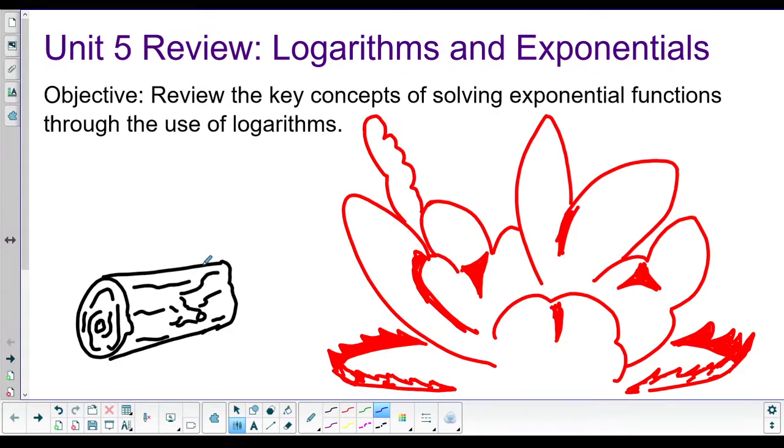Unit 5 was all about logs and exponentials. And I couldn't think of a clever word for exponential, so I just drew this ugly looking explosion.